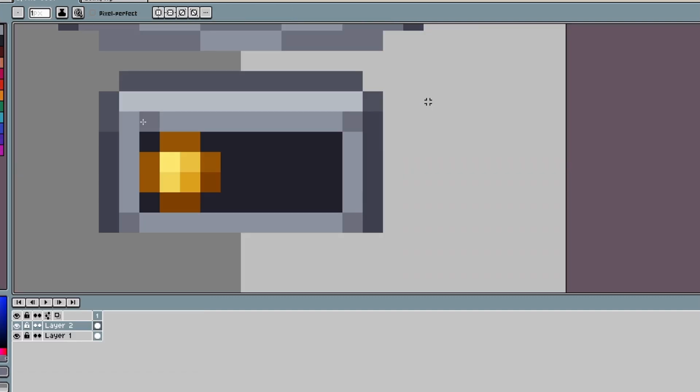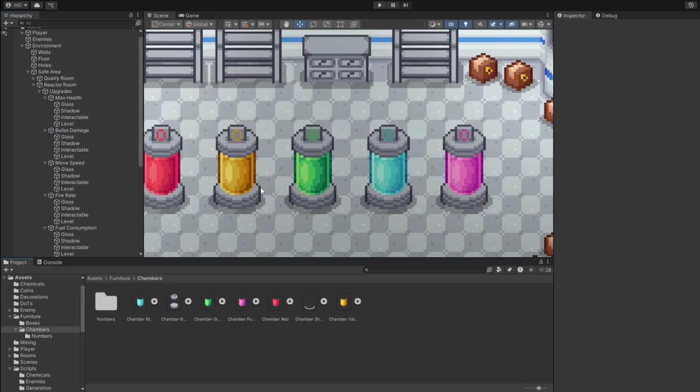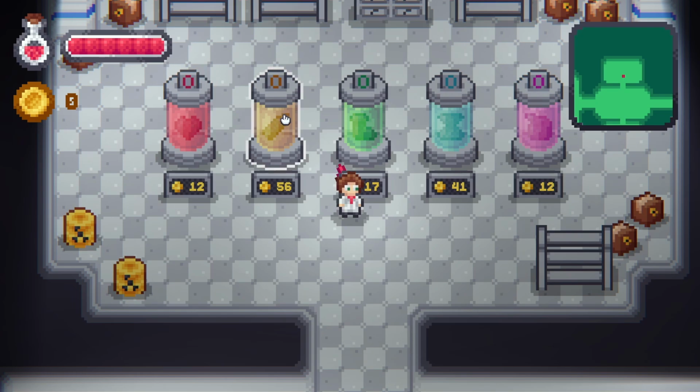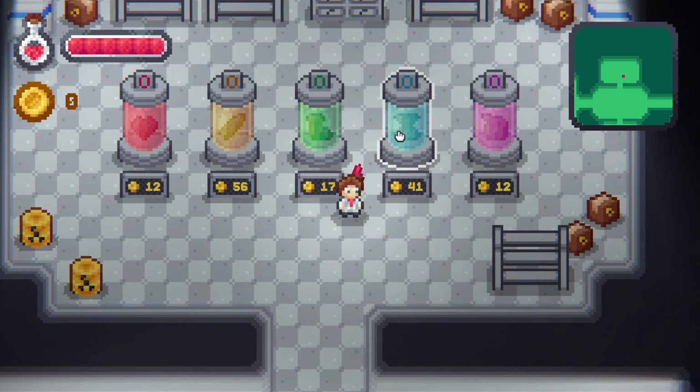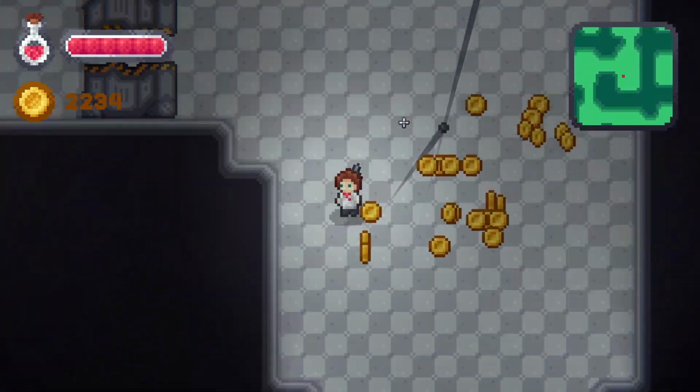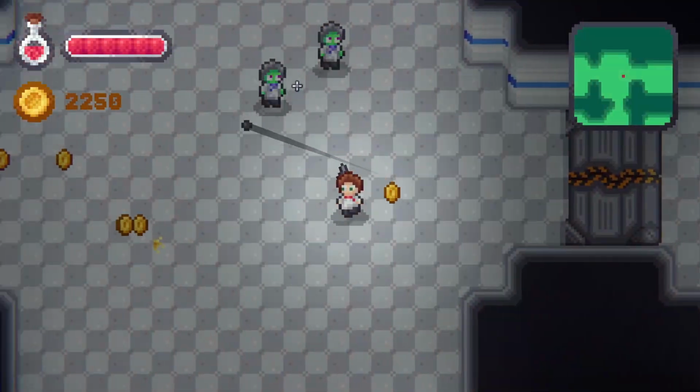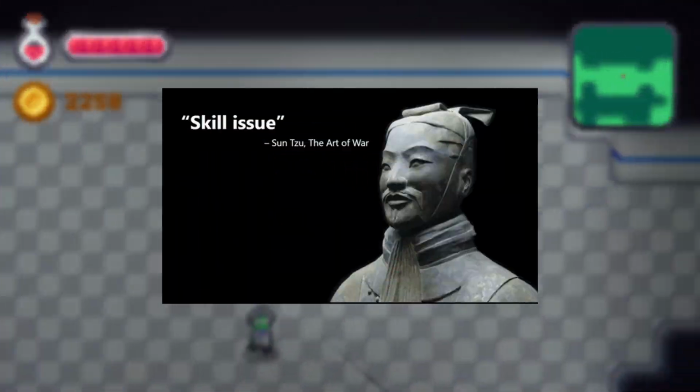I then made these simple stat upgrades to spend them on, with each of these differently coloured glass chambers corresponding to max health, bullet damage, move speed, fire rate, and drilling fuel consumption respectively, and no, I didn't balance them or check the prices at all, I just typed random numbers, so good luck.